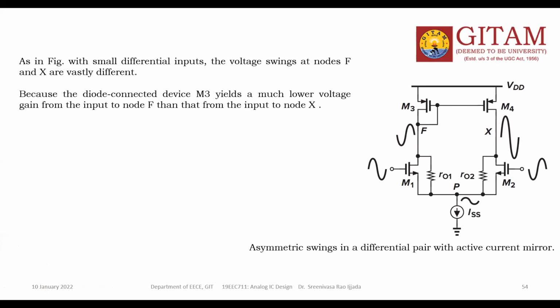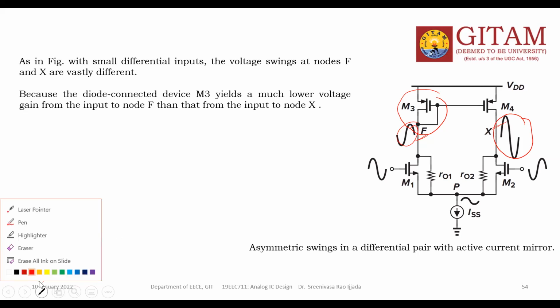So why are these swings different at nodes F and X? Since the M3 configuration is a diode connected device, and M4 is not like that. Since M3 is diode connected, the gain at this diode connected output is less compared to this one. So the gain of this is small and the gain of this is very large. I hope you understand. So the diode connected configuration will yield less gain compared to the open device. Clear? Lower gain means lower swing you will get.